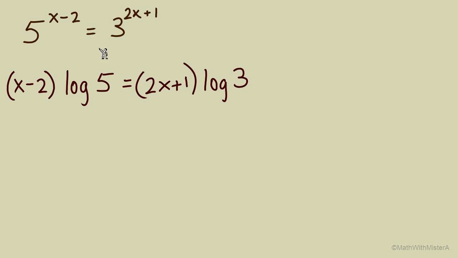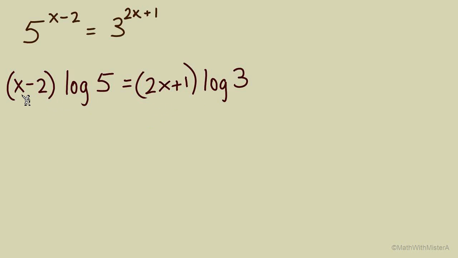And I've made two moves in this step. I brought the exponent out front. Both exponents had two terms, so they're both in sets of parentheses. Here's my x minus 2 times log 5. On the right, 2x plus 1 times log 3. Now there are going to be some specific steps for us to solve for x, because we see x terms showing up in two places.